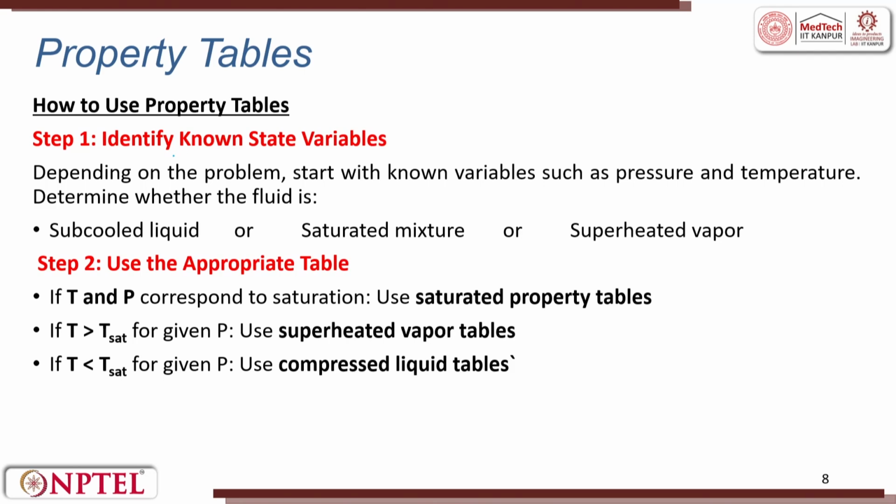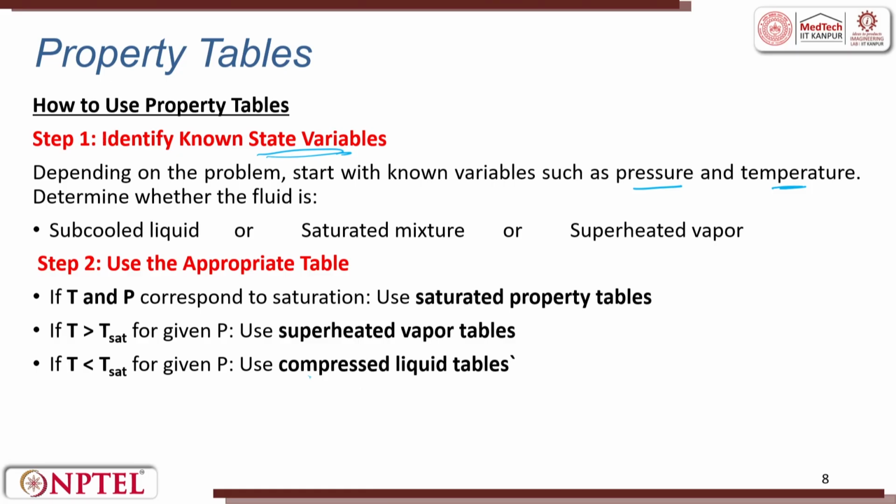Step 1 is identify known state variables. Friends, you would have gone through what a state variable is. So, identify known state variables. Depending on the problem, start with known variables such as pressure and temperature. Why are we saying pressure and temperature? Because these two are easy to measure. Enthalpy and entropy are all difficult to measure. So, pressure and temperature are straightforward. You put a gauge, you measure it. So, depending on the problem, start with the known variables such as pressure and temperature.